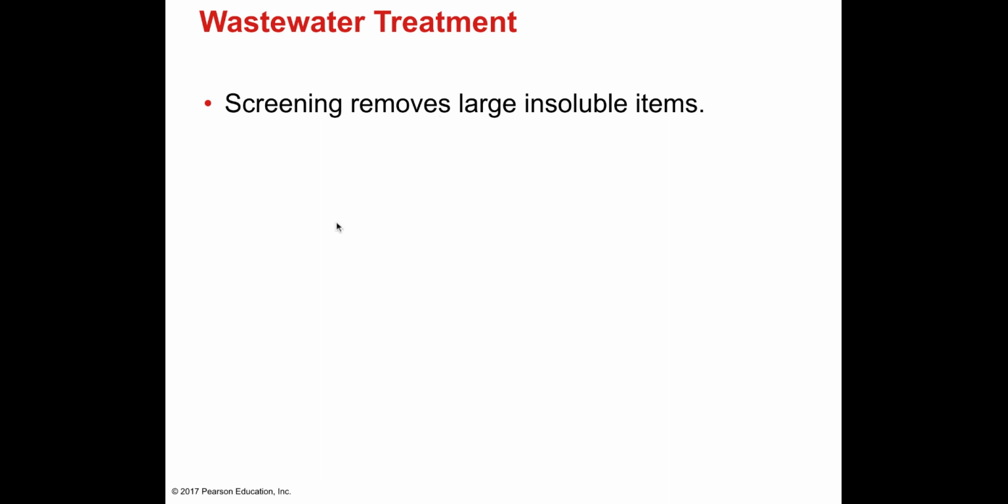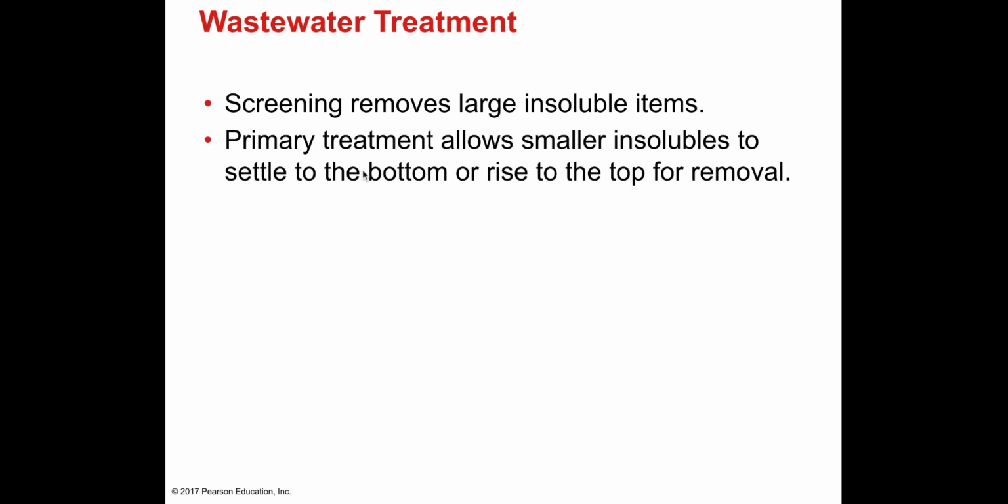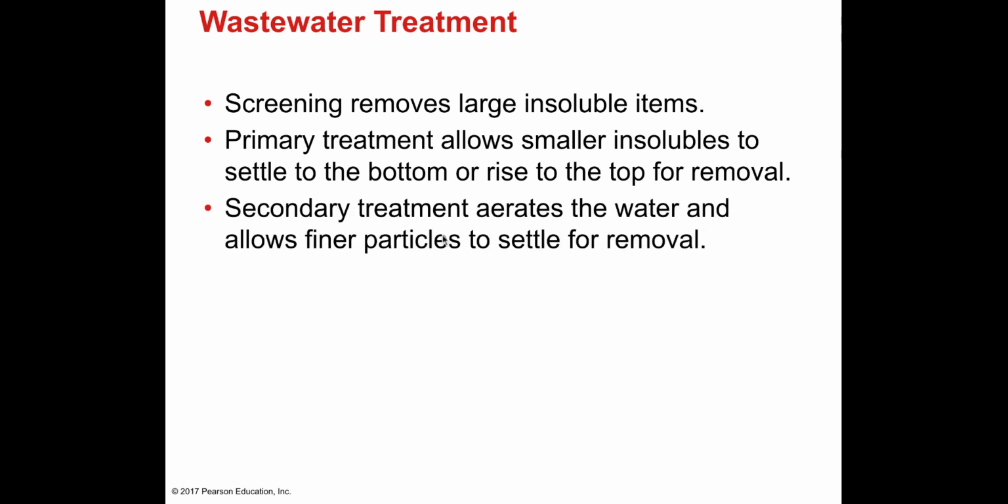So now when we're talking about screening, what it does is that it removes large insoluble items, right? Items that are large and insoluble, screening is going to do that removal. So the primary treatment allows smaller insolubles to settle to the bottom or to rise to the top so they can be removed. Okay. While the secondary treatment aerates the water and allows finer particles to settle for removal. Then we have a tertiary treatment, okay, which filters the water.